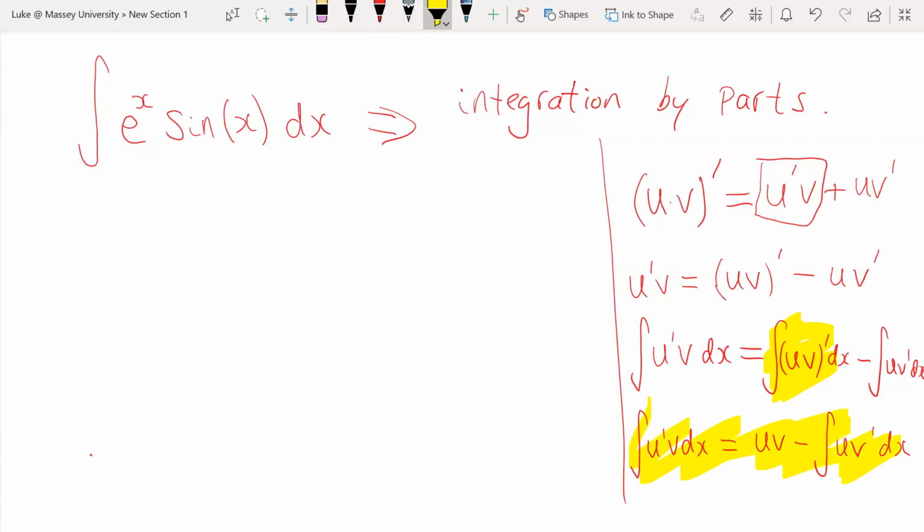So maybe it's useful to you, maybe it's not. But the point is that I personally never remember the integration by parts formula. I only ever derive it from the product rule. So maybe that helps you. But anyway, let's use this integration by parts formula for this problem we're dealing with here.